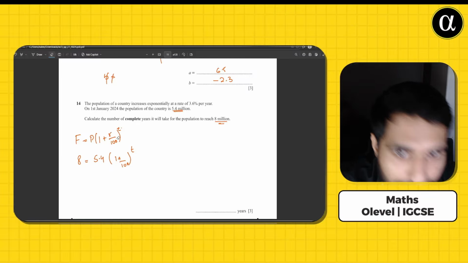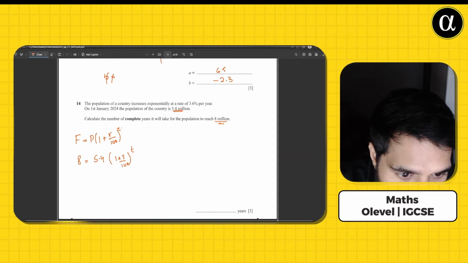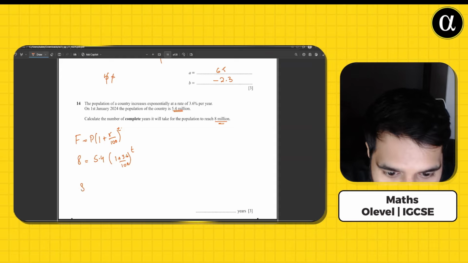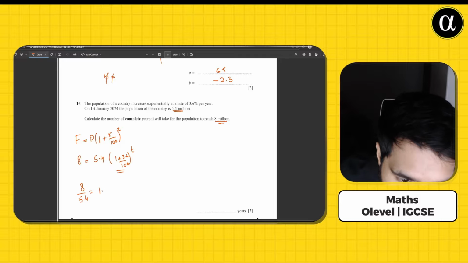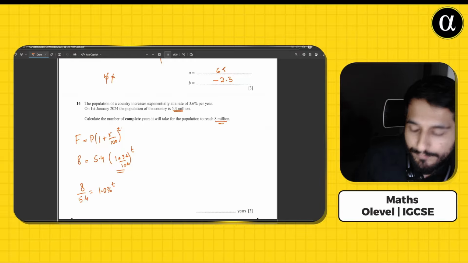And the rate was 3.6. So what we can say is 8 over 5.4 is equal to 1.036 power t, since this bracket is going to give us 1.036. And what is 8 over 5.4?